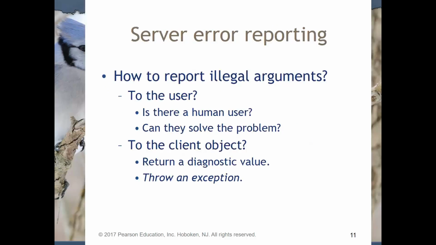Server error reporting. How to report illegal arguments. To the user, is there human error? Can they solve the problem? To the client object, return a diagnostic value. You've heard me throughout this class talk about returning a -1 on a fail and a 0 on a success. This is something that I would strongly encourage you to do with diagnostic values if you're handling the error.